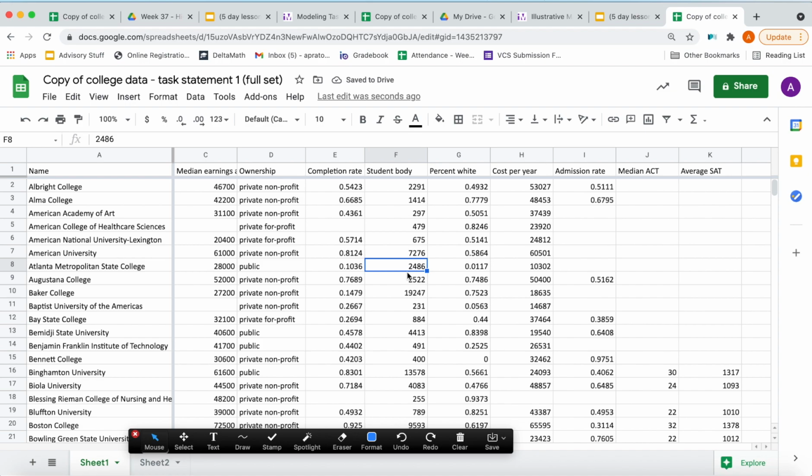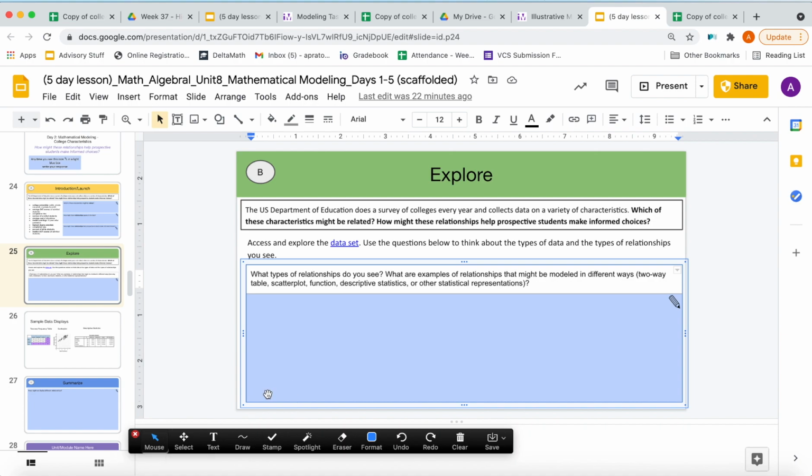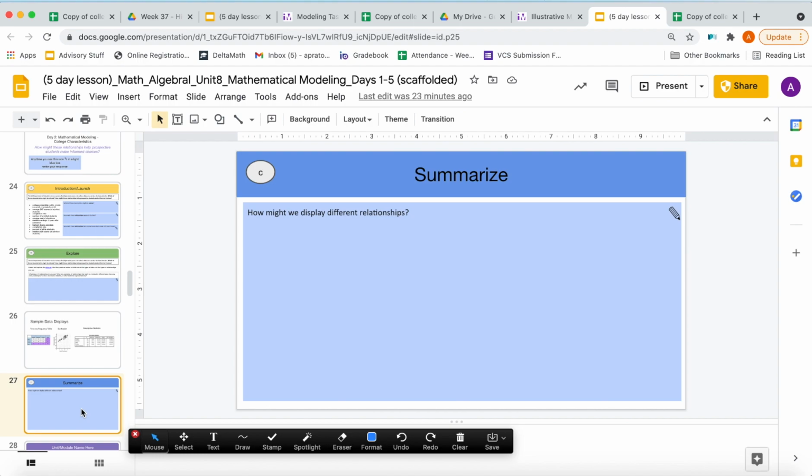And that's it. So in summary, take a look at the data and answer the questions on this Explore. When you're finished with that, I added these data displays in. You might then go ahead and just answer this summarize question.